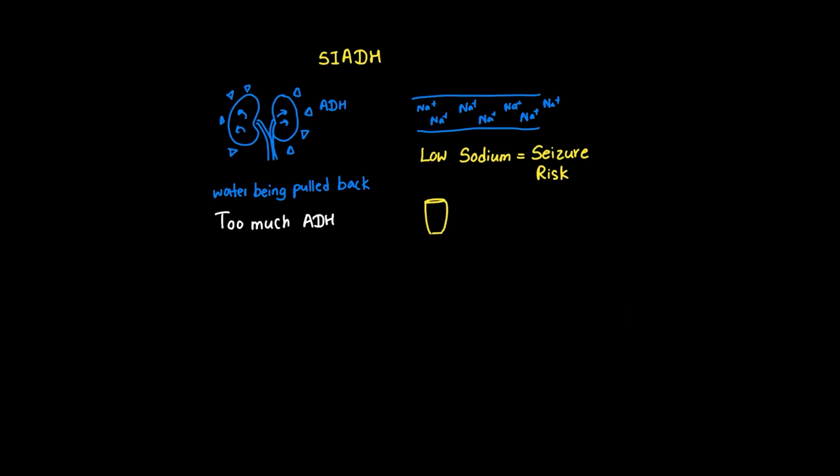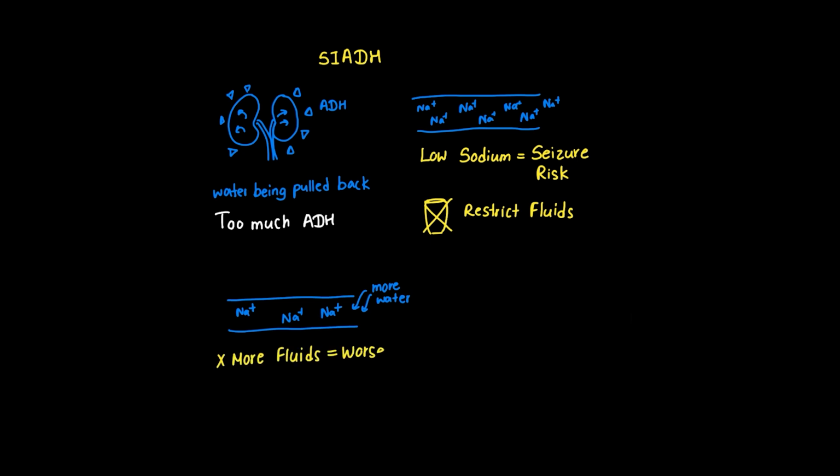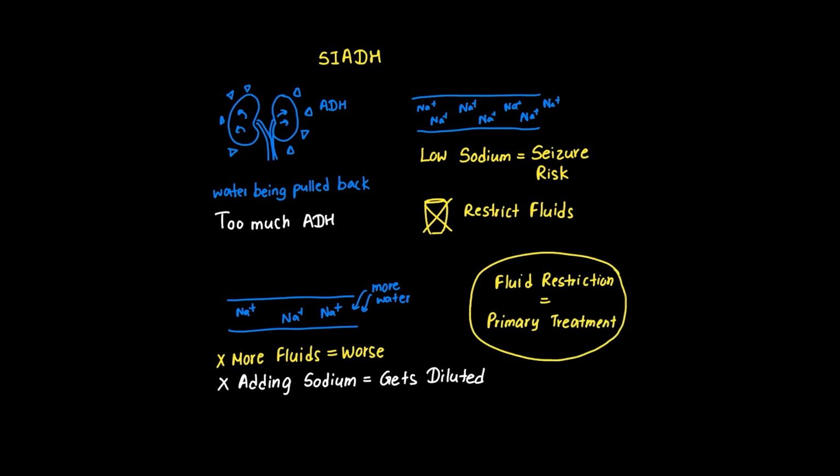The treatment seems counterintuitive but makes sense. Restrict fluids to prevent further dilution. Encouraging fluids would worsen the water retention and drop sodium levels further, potentially causing coma. Simply increasing sodium won't work because the excess water will just dilute it. While monitoring blood pressure matters, fluid restriction is the primary intervention.